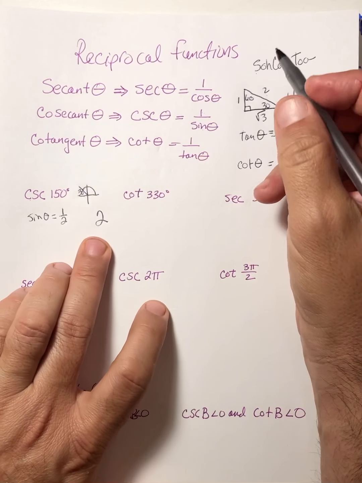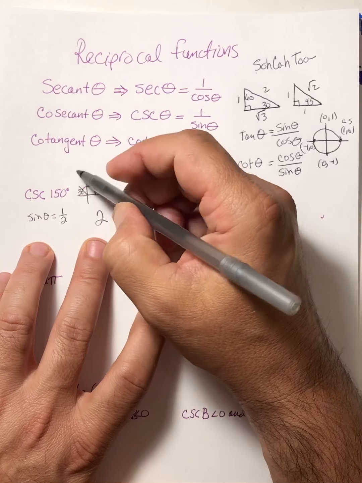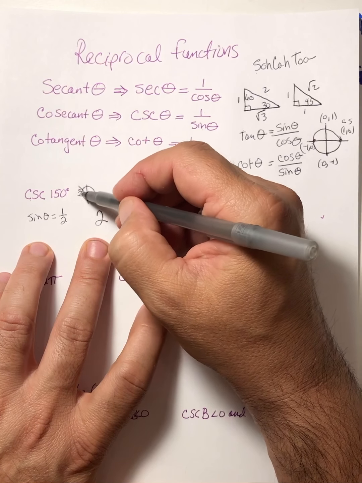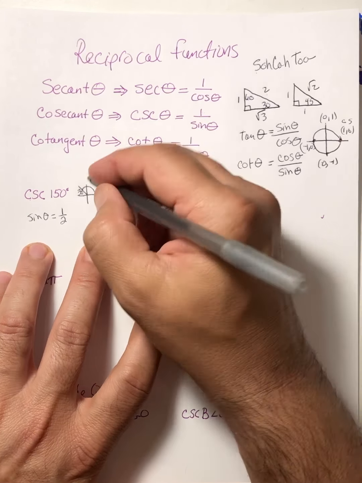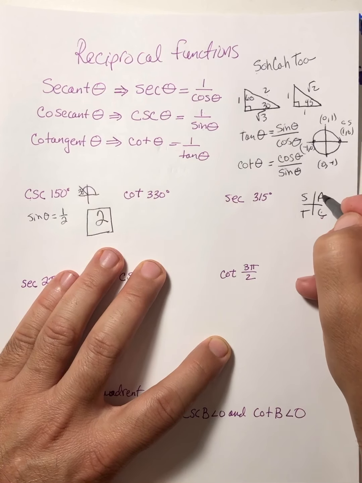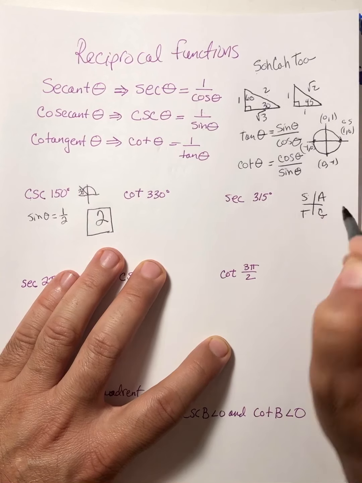And now the only thing I have to worry about is what quadrant we are in. And in quadrant 2, the y values are positive. So we're looking at an answer of 2. Remember, that was the ASTC. All students take calculus. All are positive, sine is positive, tangent's positive, cosine's positive.